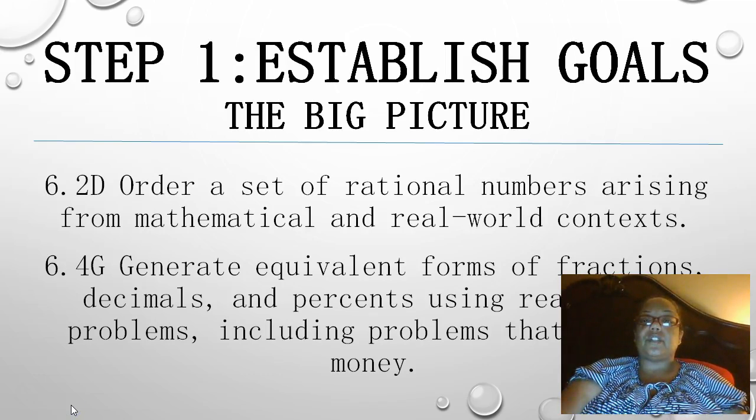The first step is to establish goals, the big picture. Today we're going to focus on TEKS 6.2D, order a set of rational numbers arising from mathematical and real-world contexts, and 6.4G, generate equivalent forms of fractions, decimals, and percents using real-world problems, including problems that involve money. What a better place to do it than Vegas.